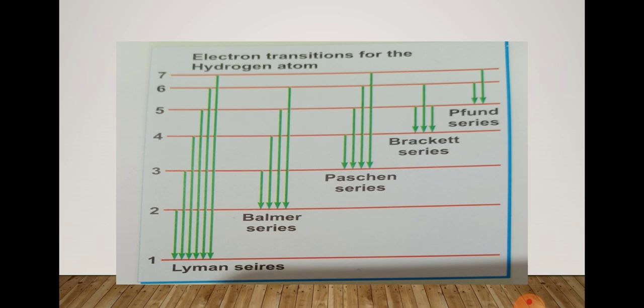The hydrogen spectrum consists of several lines named after their discoverer. On the screen you can see that a series has been given. These are the electronic transitions producing different series in the hydrogen spectrum: Lyman series, Balmer series, Paschen series, Brackett series, Pfund series.